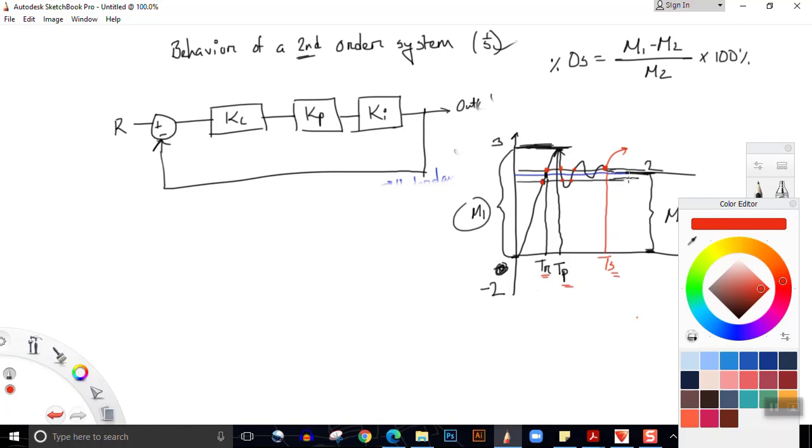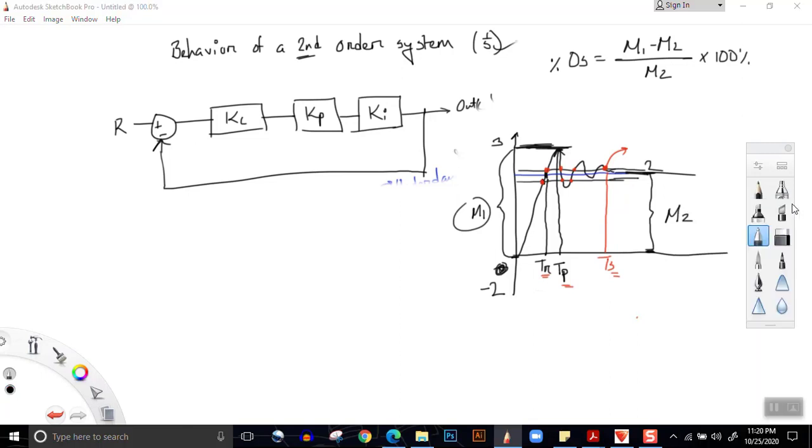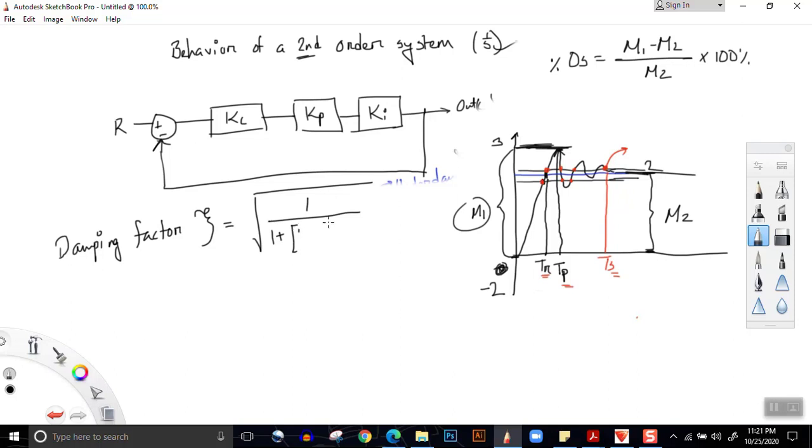Now, based on this, there are certain definitions that we'll be learning. The first definition is damping factor, also defined as zeta. Damping factor zeta is equal to the square root of 1 divided by 1 plus (pi divided by ln OS) square. Now it is to be noted that this is overshoot and not percent overshoot, so this 100% will not be there. So this is the damping factor zeta.